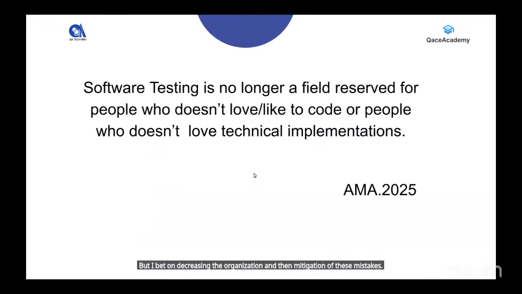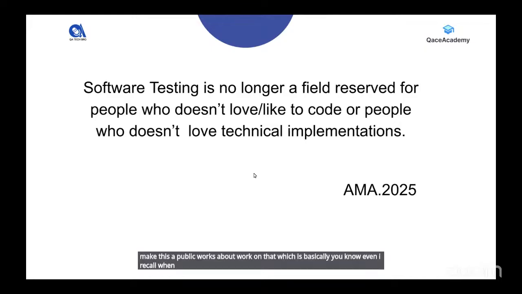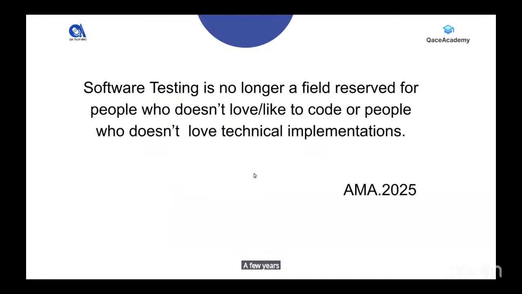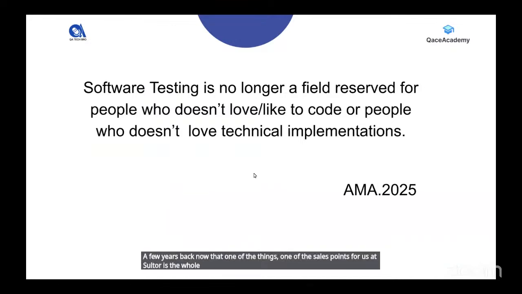So I decided to add a personal quote from myself. I don't know how I'm going to make this a public quote, but I'll work on that. Even I recall when I was starting, and a few years back now, one of the sales points for us as software testers is that you don't need to know how to code to start. However, things are changing. Software testing is no longer a field reserved for people who don't love or like to code, or don't like to do things that are technical.